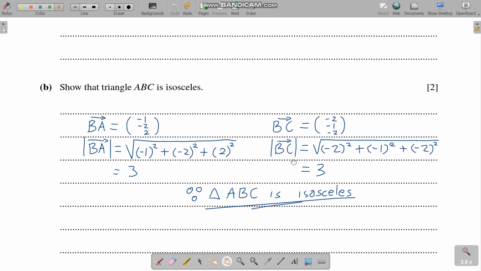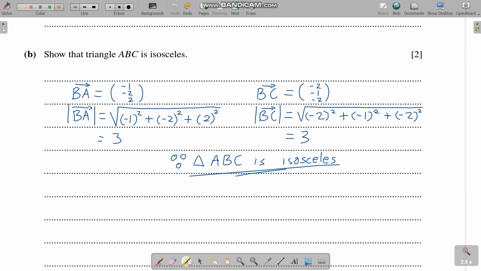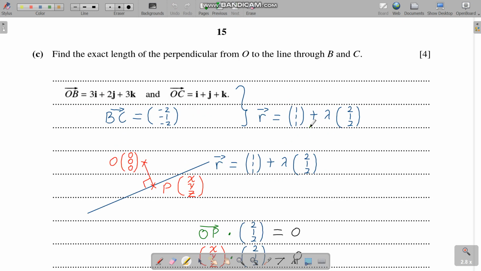Show that it is isosceles. Isosceles means same length. So we're going to need the lengths BA and BC. This is the vector BA. The length is the magnitude, so the square root of the sum of the square of each component. So minus 1, minus 2 and 2, all squared and added, take the square root, we get 3. Same thing for BC: the sum of the squares of each component, take the square root, you get 3. Same length, so ABC is also isosceles. Okay, so ABC is an isosceles right angle triangle.